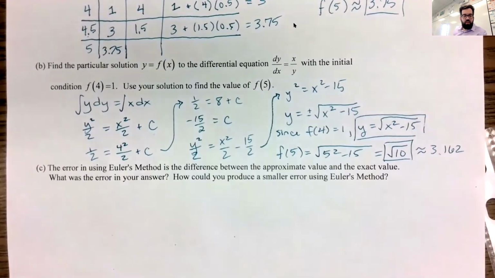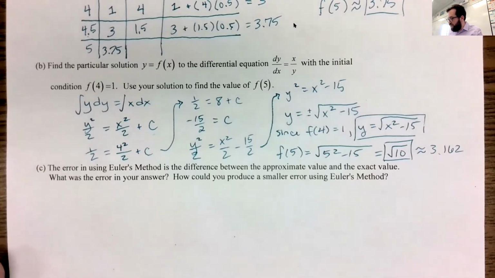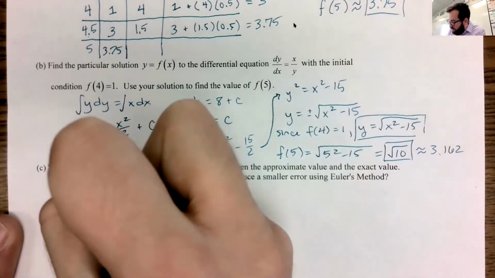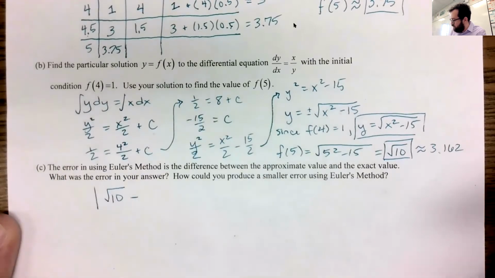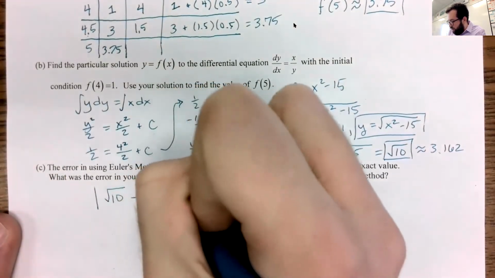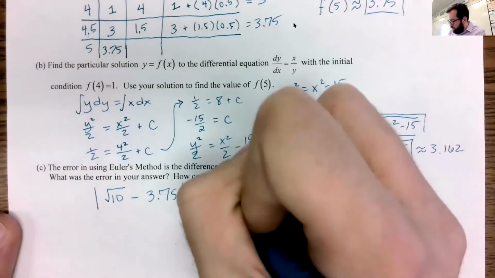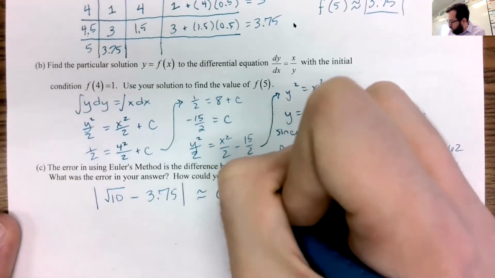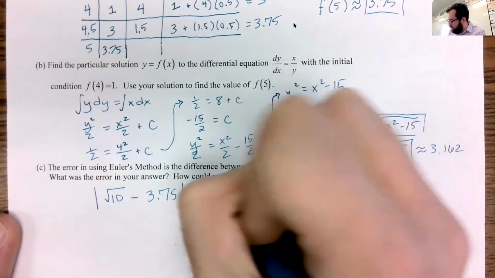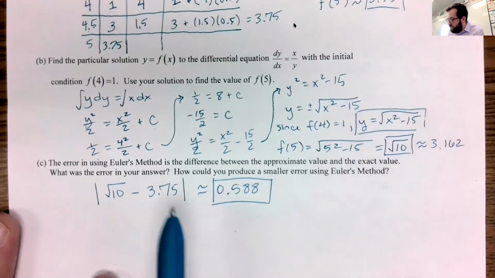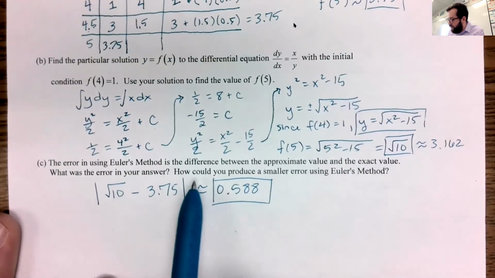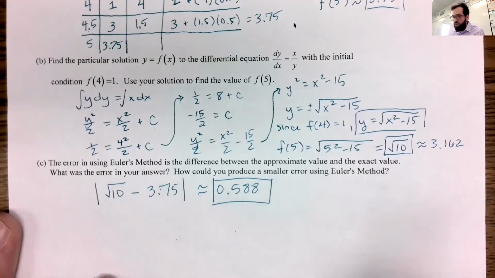Part C, the error in using Euler's method is the difference between the approximate value and the exact value. What was the error in your answer? So to find the error, we would do the actual answer minus our approximation, which ends up being approximately 0.588. And let's see, what was the error? 0.588. How could you produce a smaller error using Euler's method?